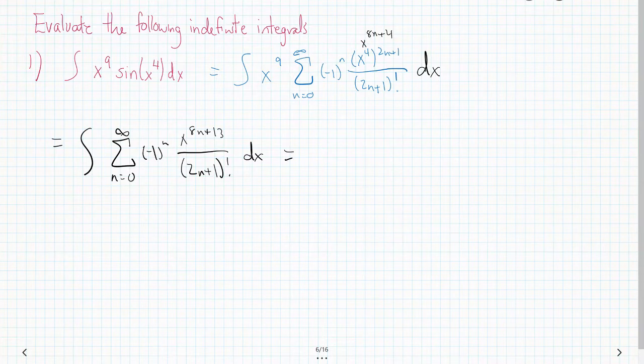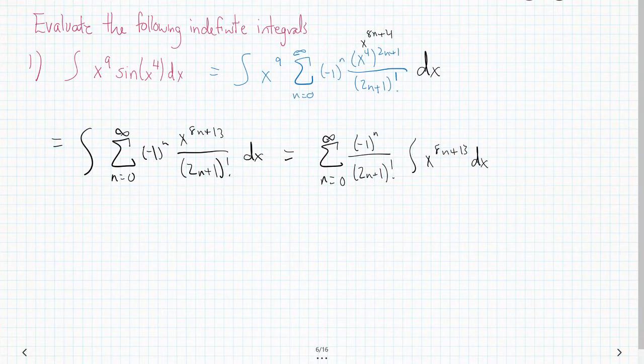Integrals and summations, remember, you can move things around. The only thing that has an x involved is the x to the 8n plus 13. So we can rewrite this summation, n equals 0 to infinity, of negative 1 to the n over 2n plus 1 factorial, and then it's just an integral of x to the 8n plus 13 dx, which freaks some people out, understandably so. But don't let it freak you out. We're just reversing the power rule here.